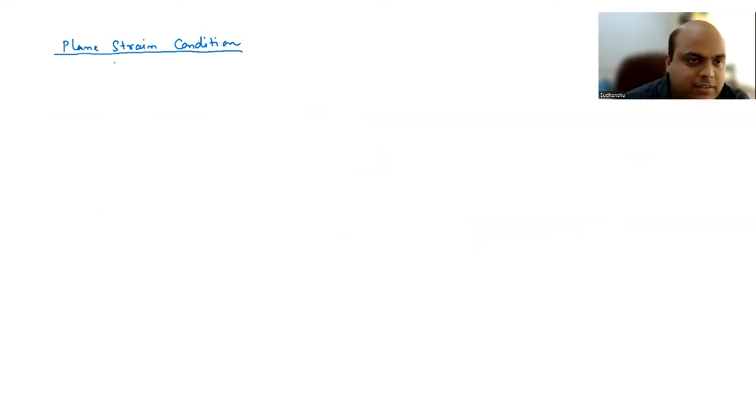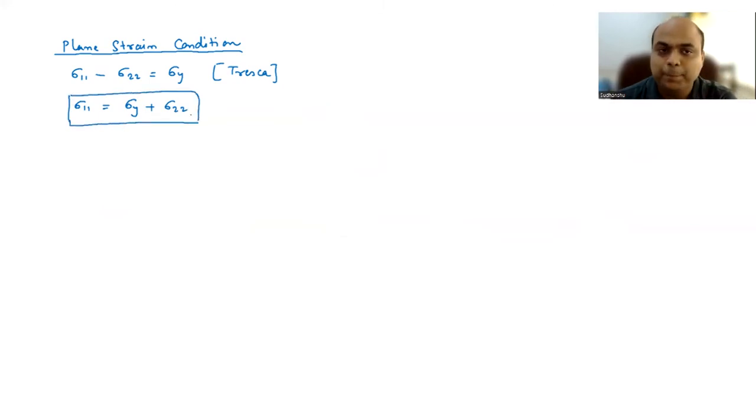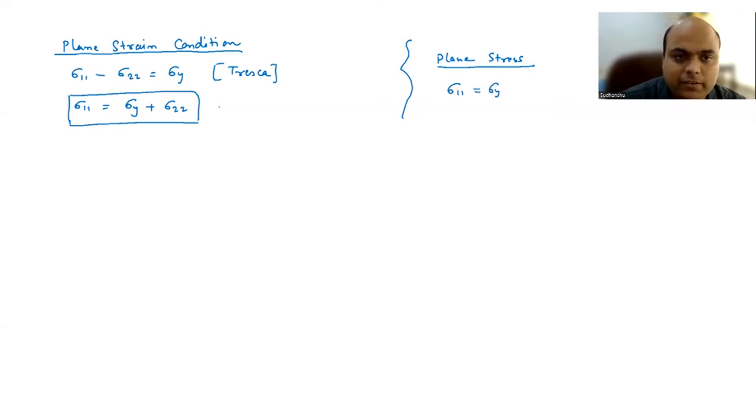So let's apply again the Tresca criterion. So sigma 11 minus sigma 22 equal to sigma y for yielding. Or we can write sigma 11 equal to sigma y plus sigma 22. Right? Now let's see what we got for plane stress. So if I'm just writing here on the side, for plane stress we obtain that yielding is going to happen when sigma 11 equal to sigma y. We just discussed it, right? And for plane strain, we are getting sigma 11 equal to sigma y plus sigma 22, right?